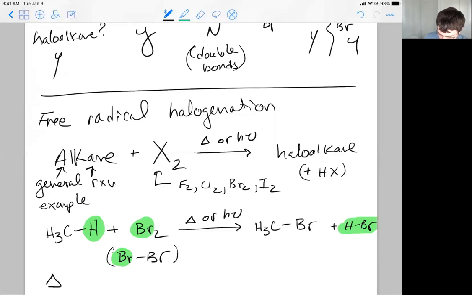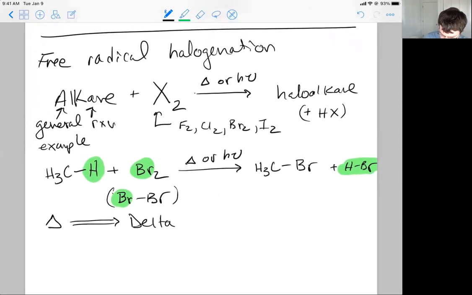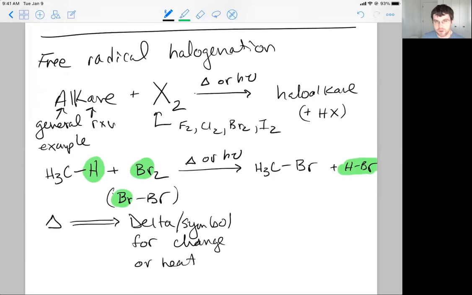So just to recall, the delta triangle is delta, which is the symbol for change or heat. Turns out that for a long time, I had thought that the delta implied change in energy, which could be brought upon by change in heat. But it turns out that the delta is a carryover of an old symbol for fire. So indeed, it does just literally demonstrate heat. So we have delta or H nu.